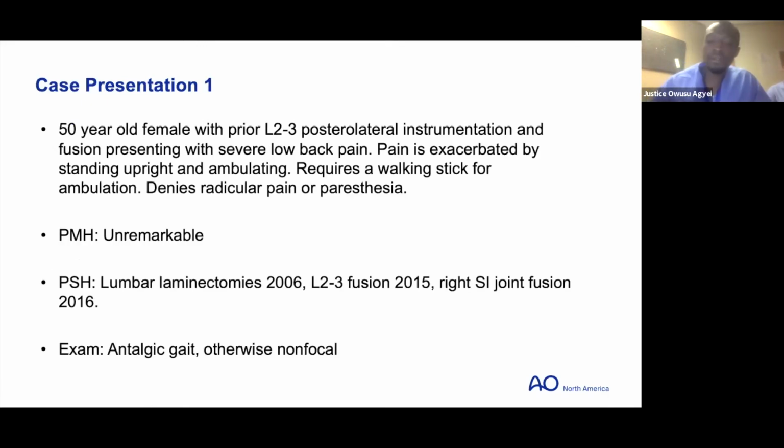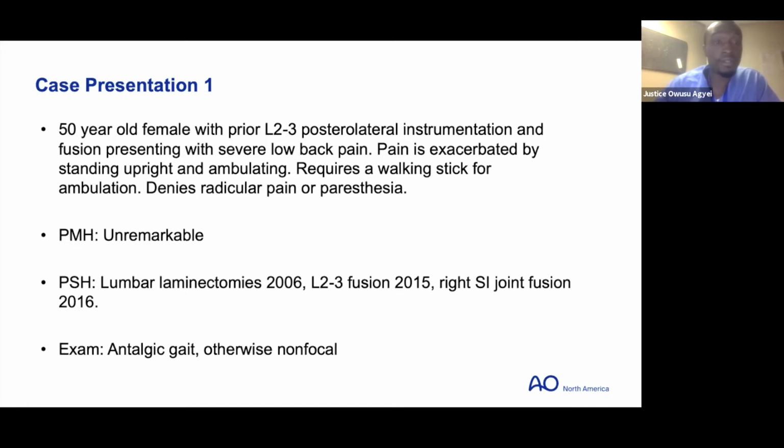So my name is Justice Agyei. I'll be presenting the operative open techniques for correcting flatback deformity. So I will start off with two cases and then jump into the presentation after.